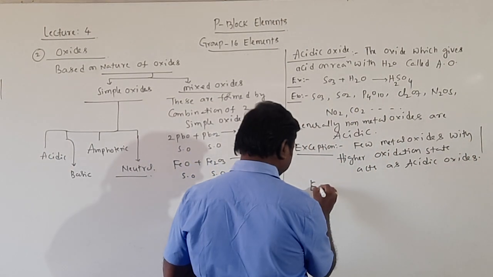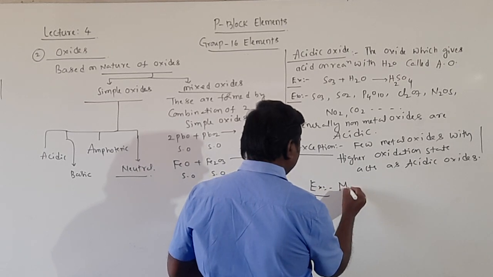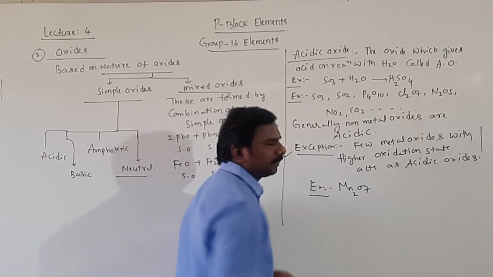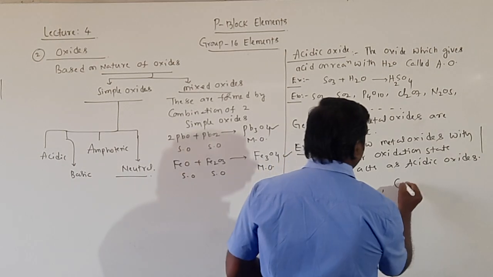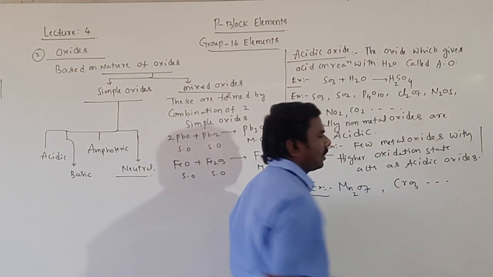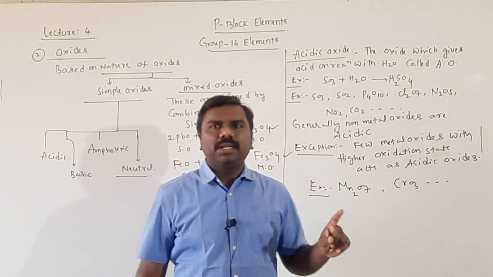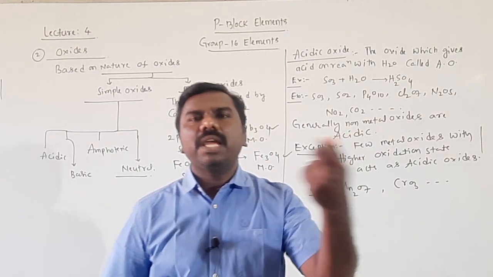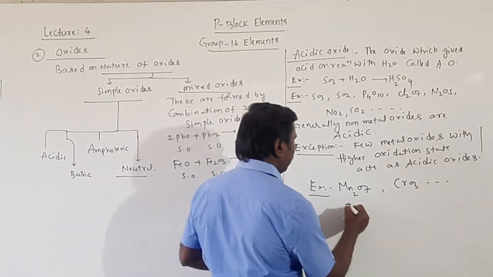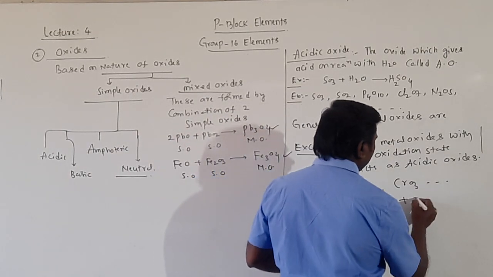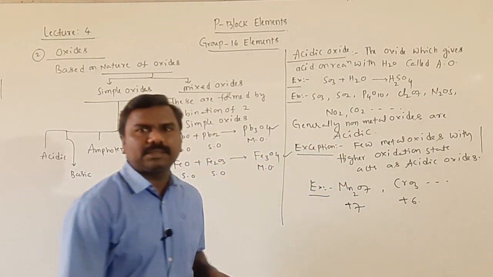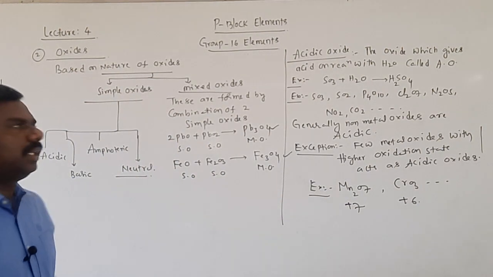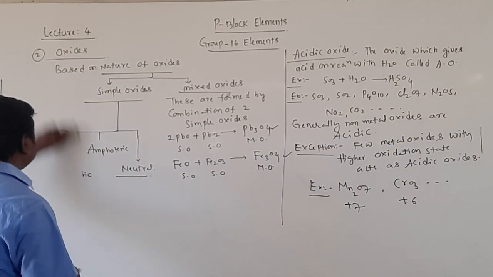Examples are Mn2O7 and CrO3, etc. Manganese is a metal. Its oxide can act as acidic oxide in the higher oxidation state. Here manganese oxidation state is +7, chromium oxidation state is +6. Right?